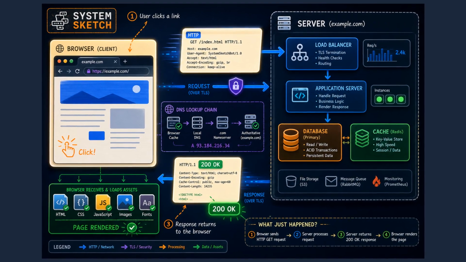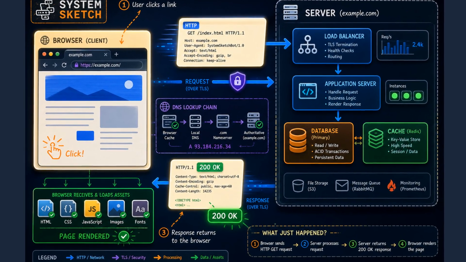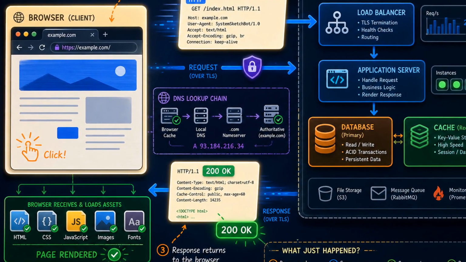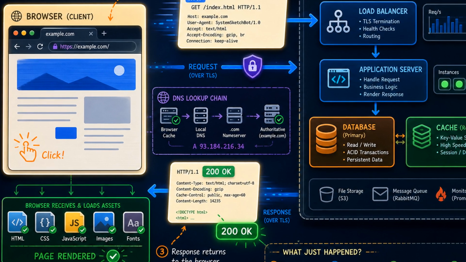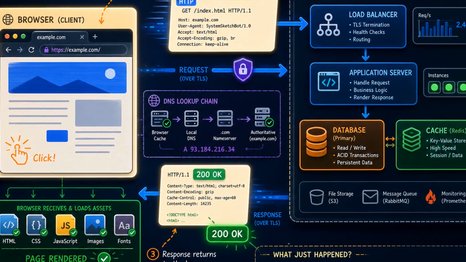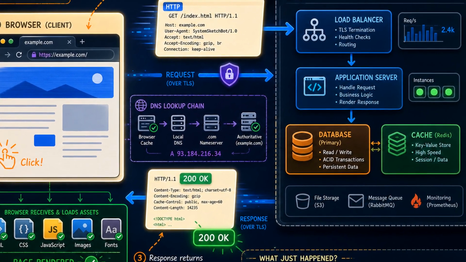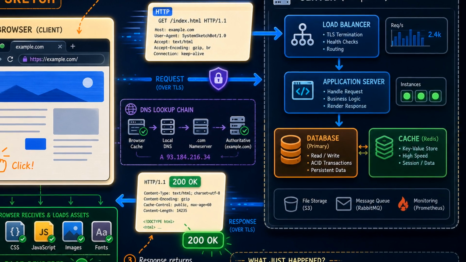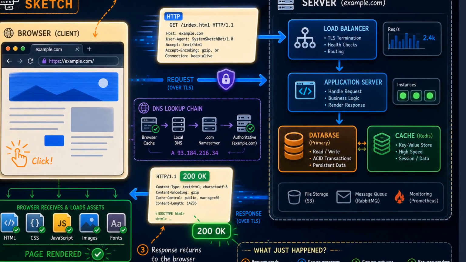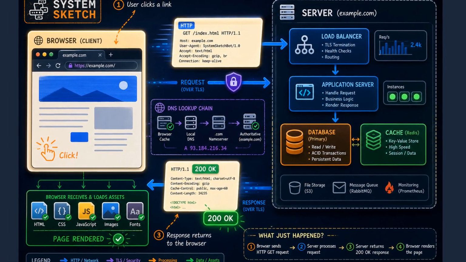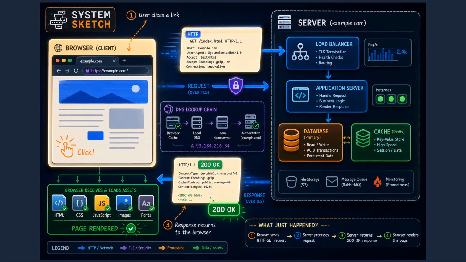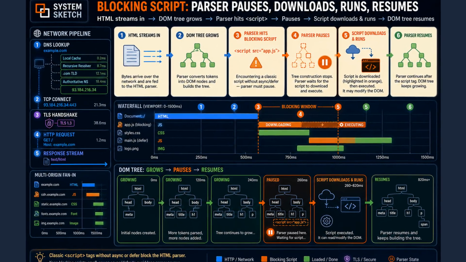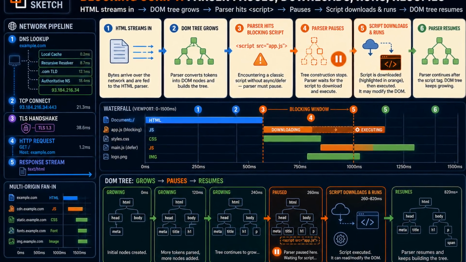Now the browser sends an HTTP GET request. This is a structured text message specifying the URL, the HTTP version, accepted content types, cookies, and a dozen other headers. The server reads the request, routes it through potentially a load balancer, an application server, a database query, and a cache layer, then assembles the response and sends back an HTTP response with status code 200 and the HTML in the body. The browser receives HTML and immediately starts parsing it, even before the full document arrives.